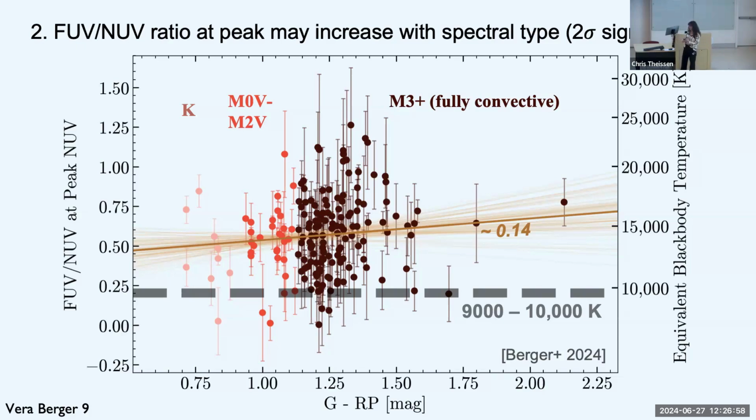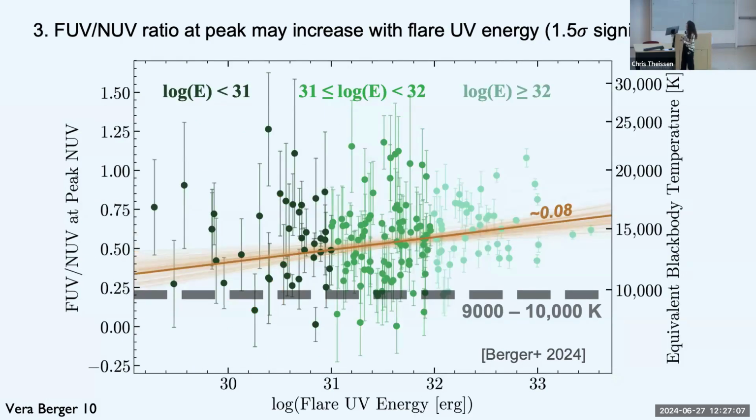But we were also inspired to look at these ratios with respect to the flare UV energy. And again, we find a more tentative weak correlation between the far UV to near UV ratio and the flare energy. However, if we go from the lowest energy flares on this plot to the highest energy ones, we would expect the relative amounts of far UV radiation to double, which is not at all a trivial result.